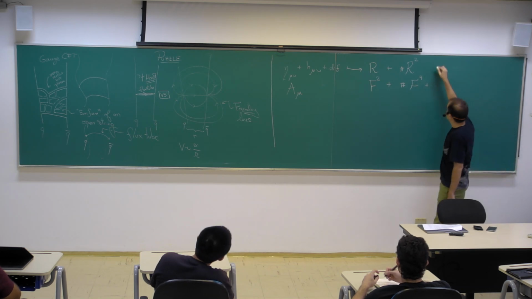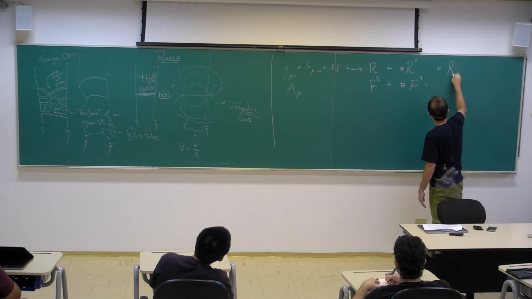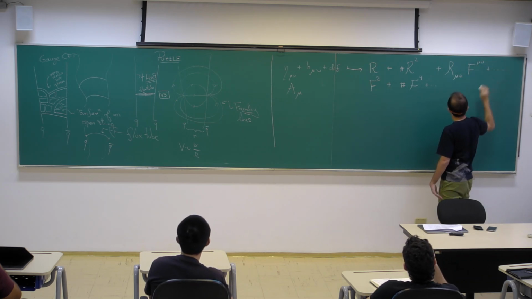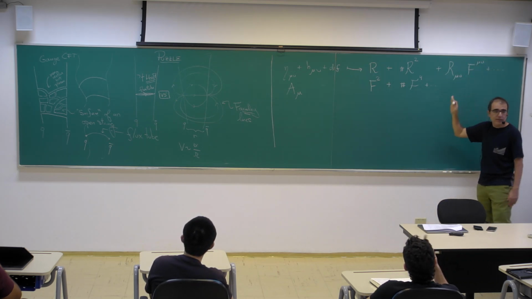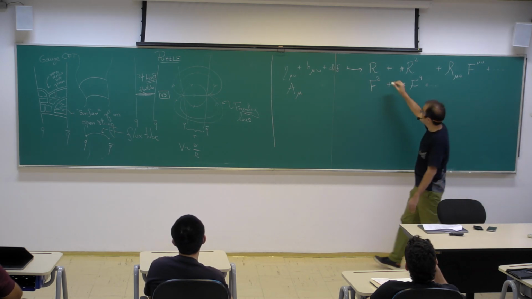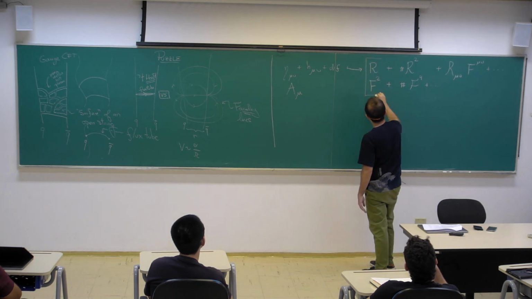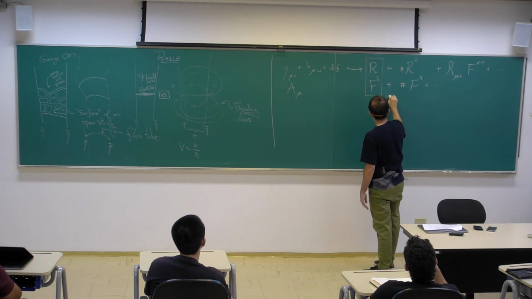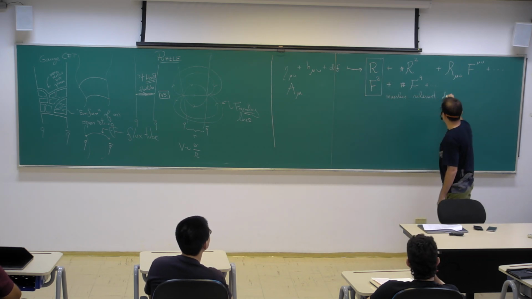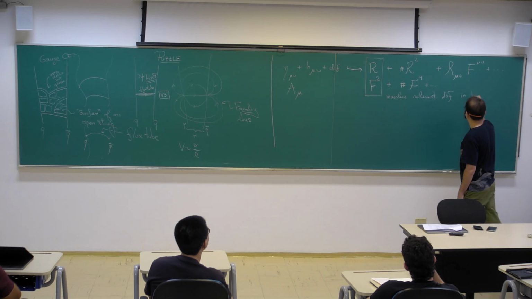And of course, they could also couple. I could also write some kind of R mu nu, F mu nu, etc. And again, they are there. They exist, but they are subleading at low energy. Okay? So this describes the massless relevant degrees of freedom in the infrared.